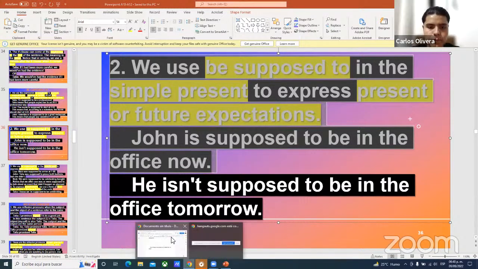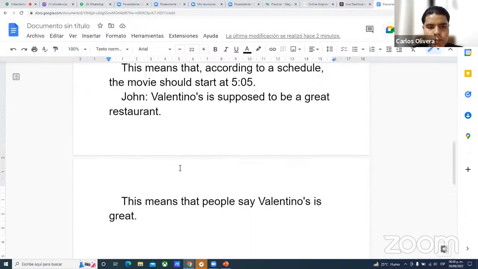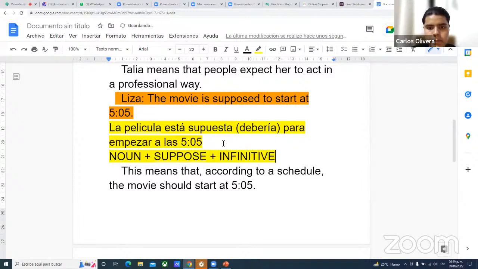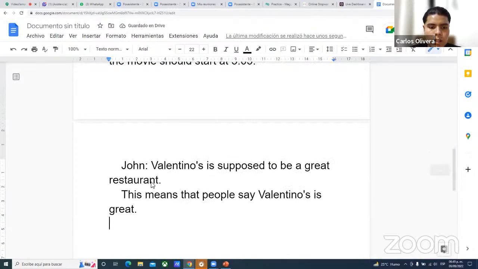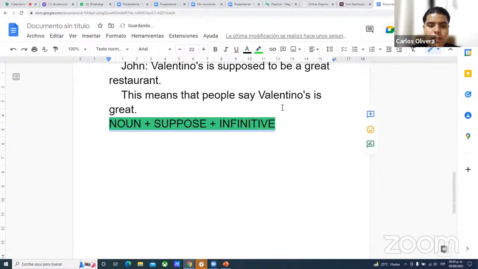But let us write down the structure first. The structure would be a noun plus suppose plus infinitive. That's it. This is the structure. Okay. Here you have it. This is the structure, okay? First thing you need to know, the structure is a noun plus suppose plus infinitive.